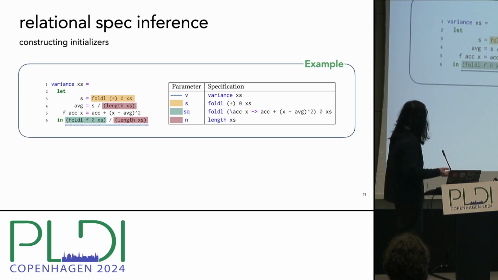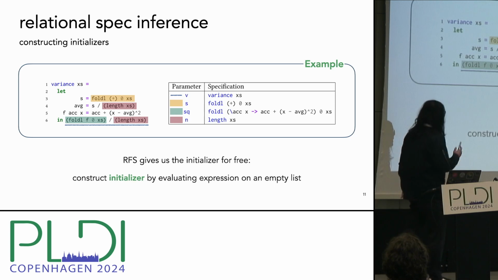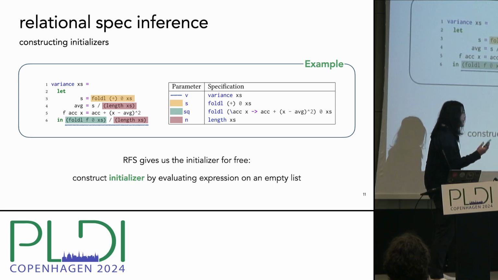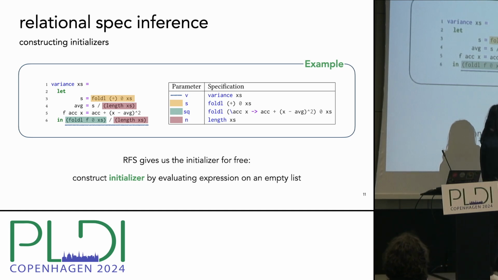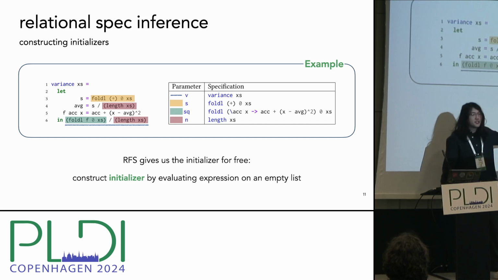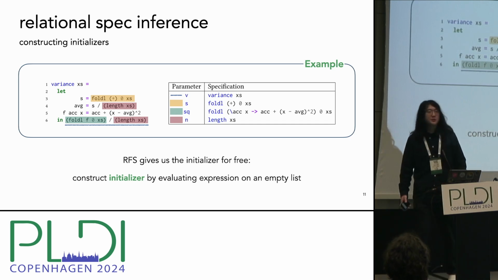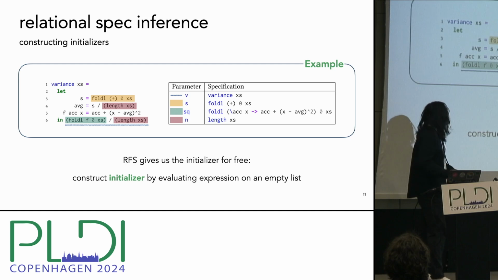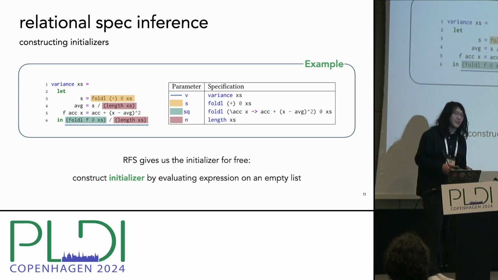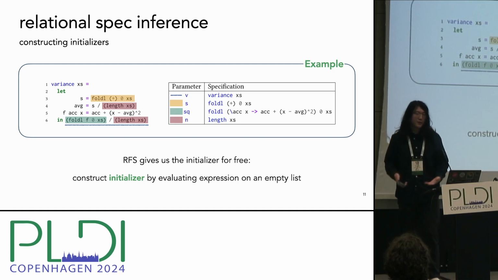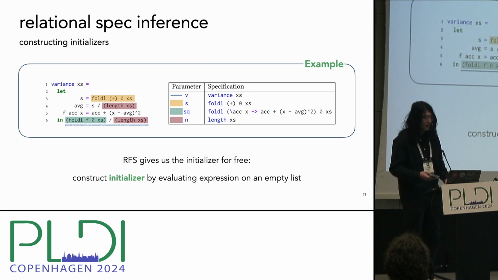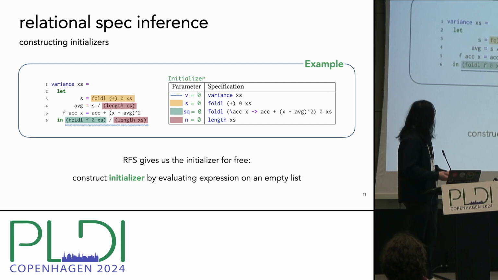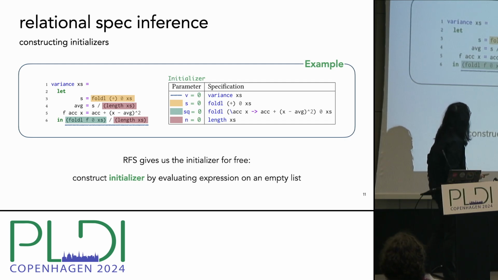And since I promised you we can get the initializer, actually we can just get it for free, because we just construct the initializer by evaluating the expression on the empty list for each specification shown here in the relational spec. And you might have a question like, what if I divide by 0 then? Well, we use the notion of safe division, that basically all the division by 0 will result in 0. So that's all the zeros we get from evaluating expressions here.